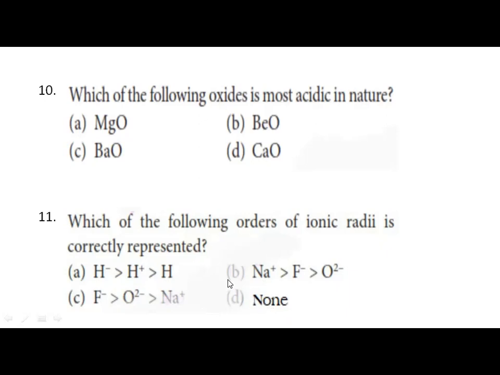Therefore, the option is none of these. Cations lose electrons and are smaller in size than the parent atom, whereas anions gain electrons and are larger in size than the parent atom. So for H, H minus has the greater size, then comes hydrogen, then comes the H plus ion. For isoelectronic species, the ionic radius decreases with increase in atomic number, because nuclear charge increases. Hence the correct order is O2 minus with the greatest ionic size, then F minus, and then Na plus. So none of these has the ionic radii correctly represented.